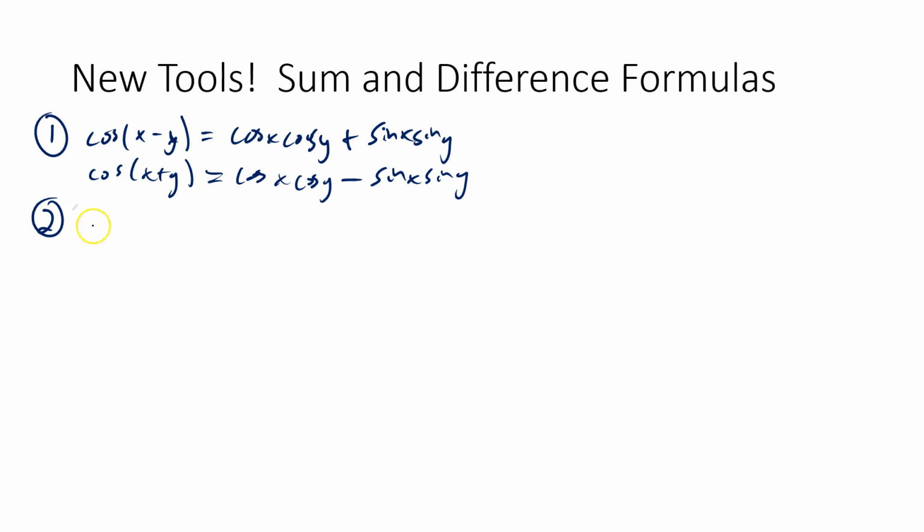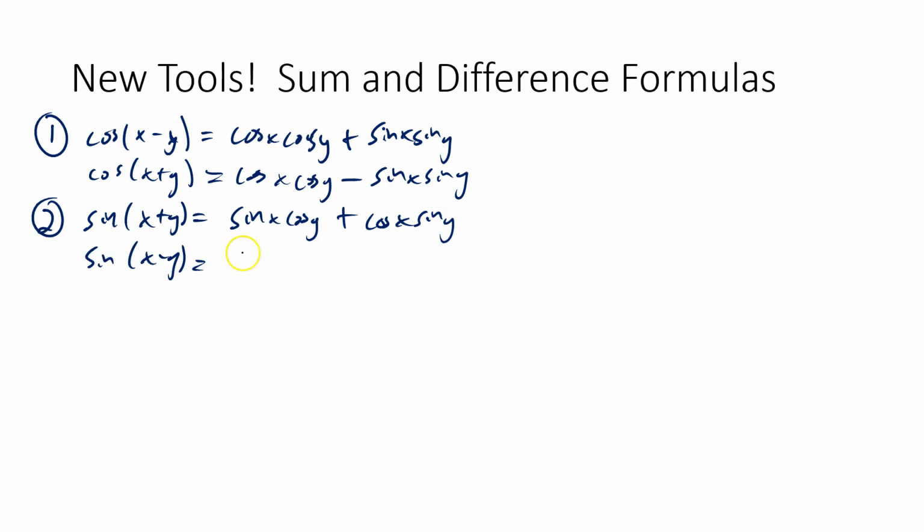The second set is just the same thing with sine. So I'm going to start with sine of x plus y. Sine of x plus y is sine x cosine y plus cosine x sine y. So notice the sign is the same, plus and plus. And we have sine, cosine, cosine, sine, whereas with cosine it is cosine, cosine, and sine, sine. And then the difference, same deal, x minus y, is going to be sine x cosine y minus cosine x sine y. Just trying to get these down, and we'll talk about how they're useful later.